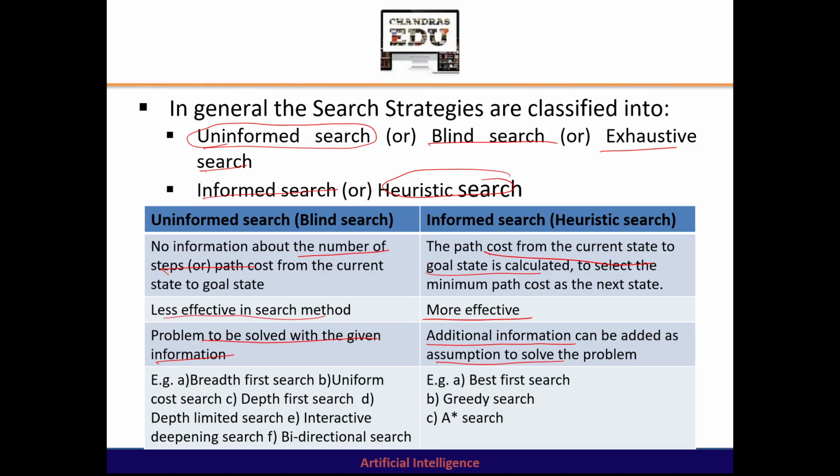And coming to the different uninformed search techniques, we have breadth first search, uniform cost search, next depth first search, depth limited search, iterative deepening search. Next we have bidirectional search. So these are the different uninformed search techniques. And when it comes to the informed search techniques, we have best first search, greedy search, and A star search. So these are the different search techniques.